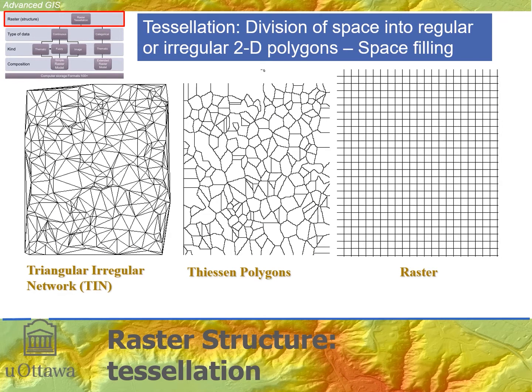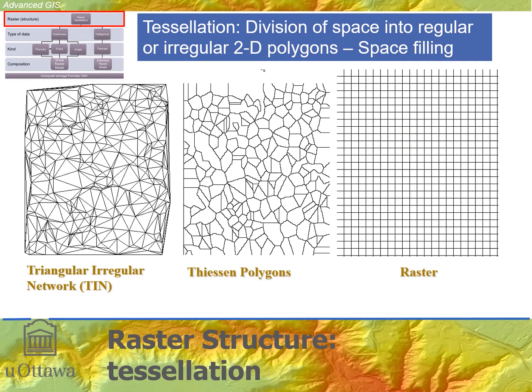Now, a division of space into regular or irregular polygons. In here, for example, we see A and B. These are two examples of irregular polygons, and then we have regular polygons in C, this example right here on the right. These are different ways we could divide up a space or spatial domain, the spatial domain being the region in which we want to observe things in geographic space.